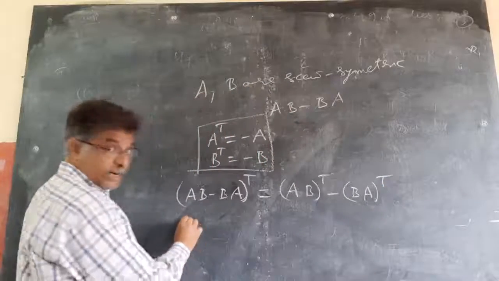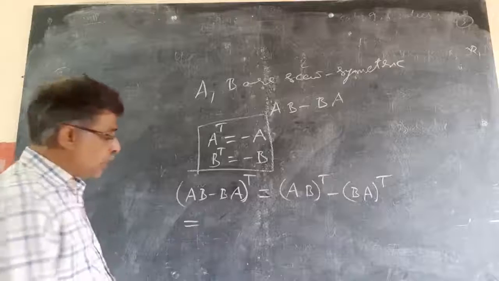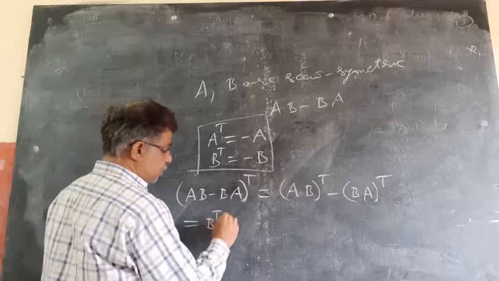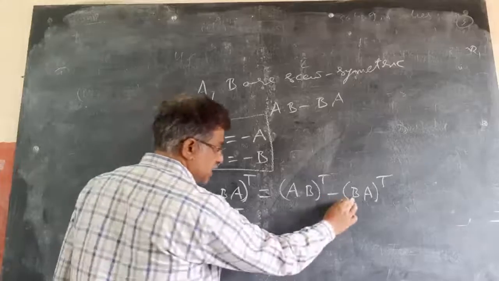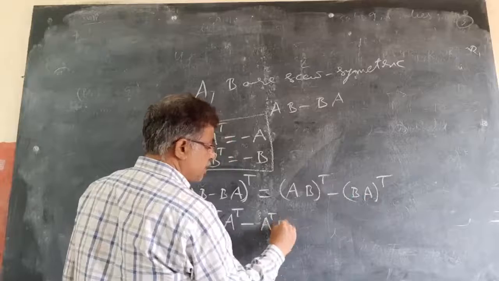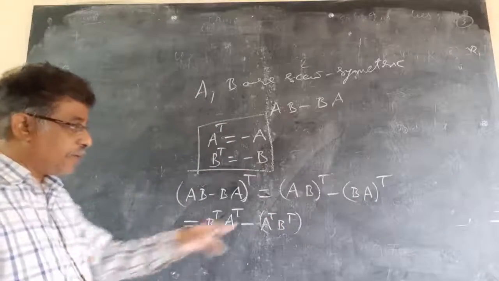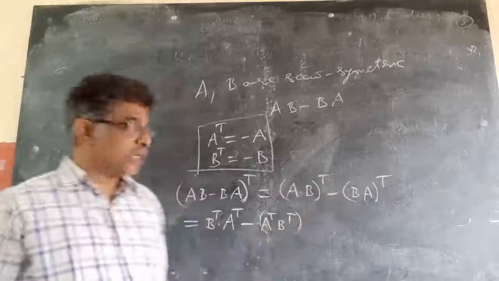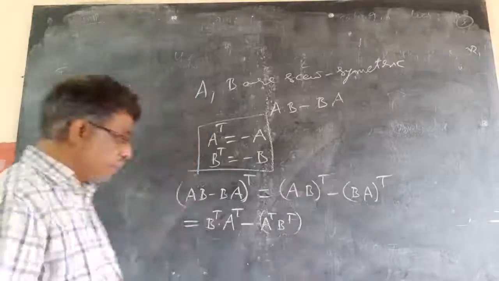But (AB) transpose is B transpose into A transpose. So B transpose into A transpose, and (BA) transpose is A transpose into B transpose. So I am trying the property: the property of (AB) whole transpose is B transpose A transpose. (BA) whole transpose is automatically A transpose B transpose.